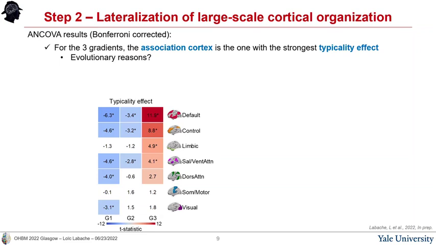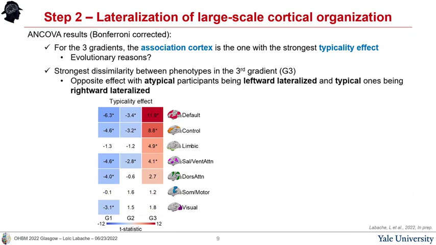And what we can find is that for the first gradient, the association cortex is the one with the strongest typicality effect. As you can see, the default mode network, the control network, and the salience ventral attention network are the ones with the biggest t-statistics. But the other really interesting point is that for the third gradient, the effect of typicality is the opposite. That means that atypical participants are leftward lateralized for the third gradient, when the typical ones are rightward lateralized. I still have to work on the interpretation, but it's an interesting one.